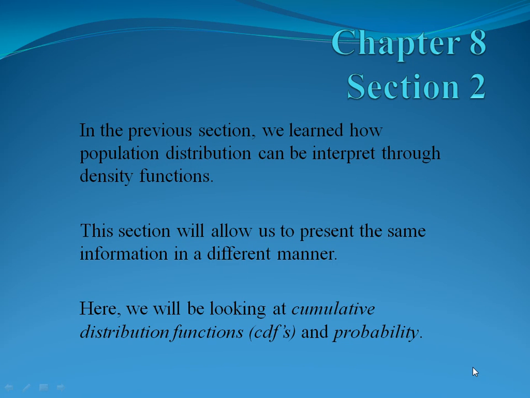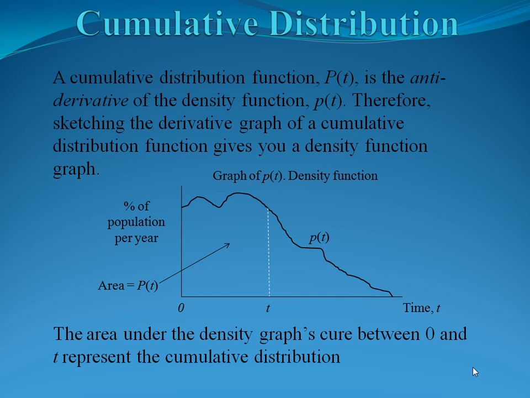Chapter 8, Section 2. In the previous section, we learned how population distribution can be interpreted through density functions. This section will allow us to present the same information in a different manner. Here, we're going to be looking at what's called a cumulative distribution function, often notated CDF, in probability.